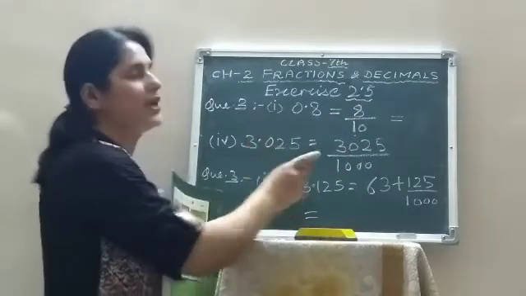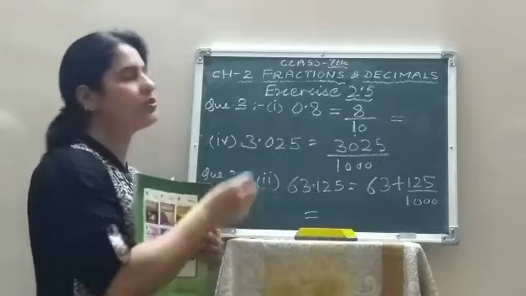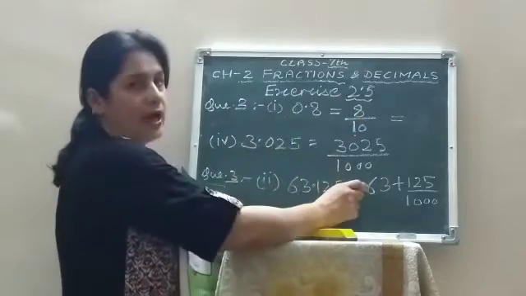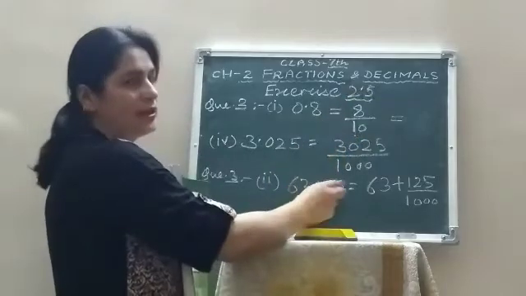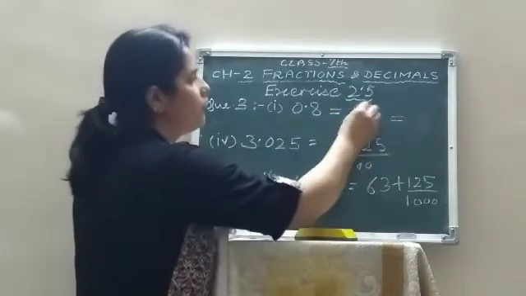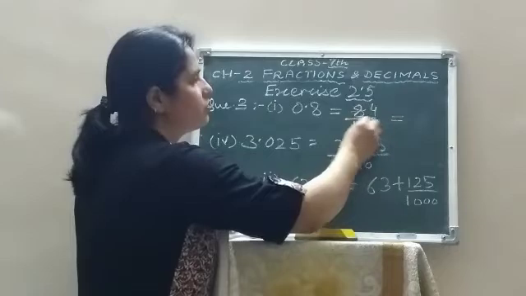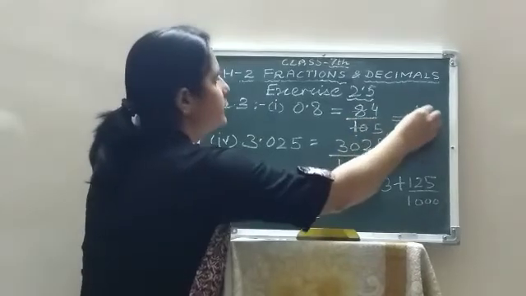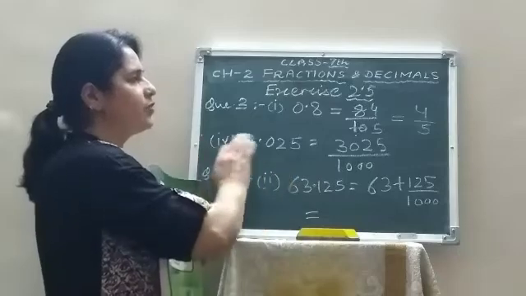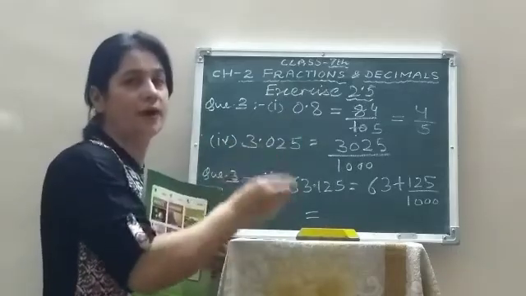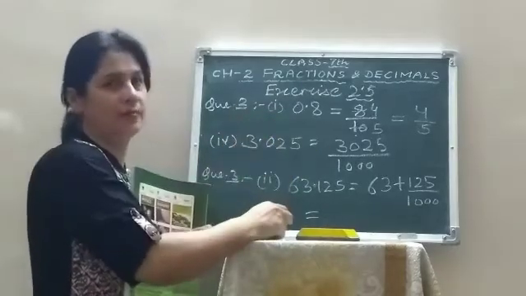Now because they have said to give your answer in simplest form, we will cut it by the HCF. Which table do 8 and 10 come in? Obviously in the table of 2. 2 4s are 8, 2 5s are 10. So what is the fraction? 4 upon 5. So we have converted 0.8 into 4 upon 5. This is the fraction of this decimal number.